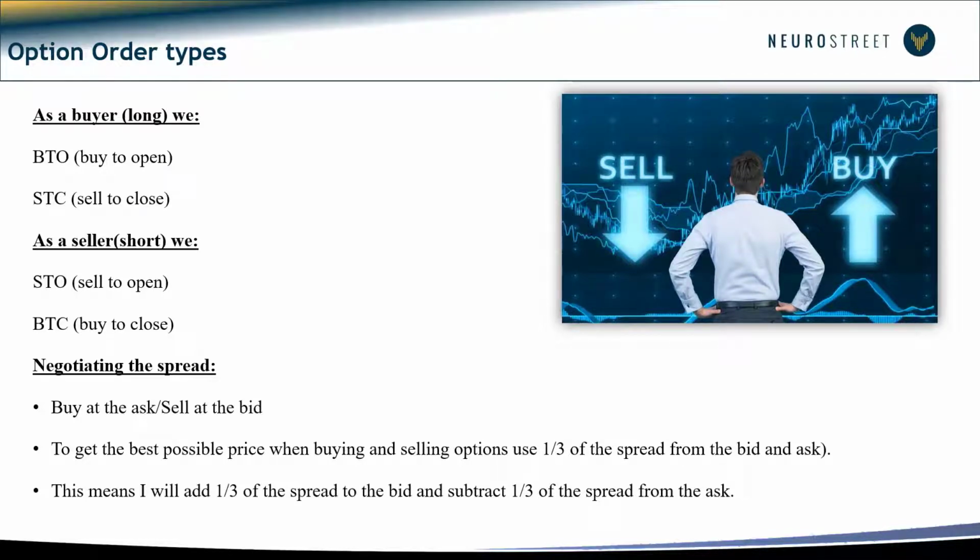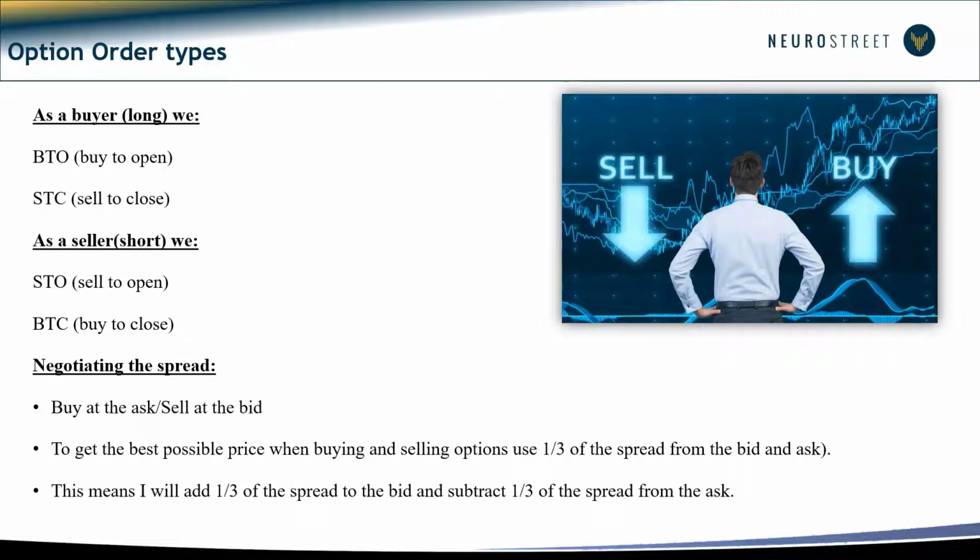Okay, so wait a second. What does that mean, Sean? How do I do that? This means I will add 1/3 of the spread to the bid and subtract 1/3 of the spread from the ask. So if I'm a buyer of options and I'm buying to open, I'm buying at the ask. So what I'll do is I'll take the ask price, I'll make sure I know the spread, and I'll subtract 1/3 of the spread from the ask.